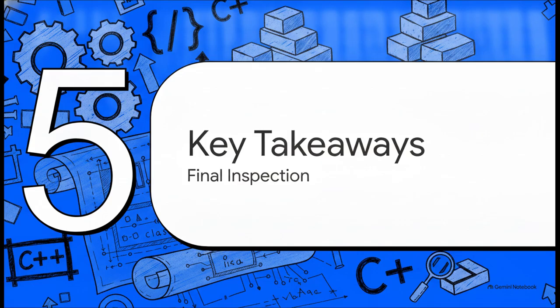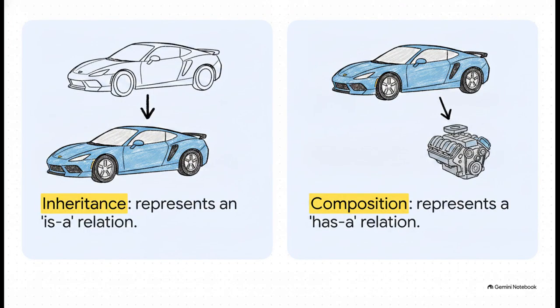And finally, Section 5, Summary and Key Takeaways. Time for our final inspection. Let's wrap up with a rapid-fire review of our blueprint rules to make sure you're totally test-ready. First things first, you need to burn this conceptual distinction into your brain. Inheritance implies an is-a structural reality. A car is a vehicle. A subclass is a base class.